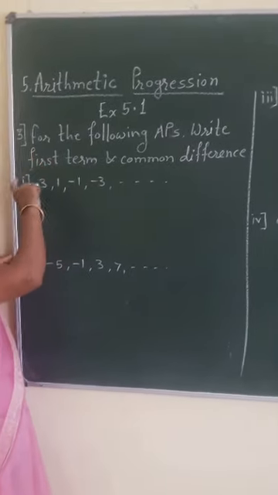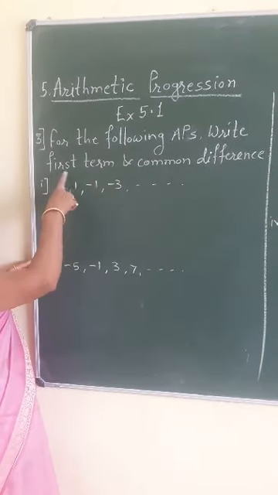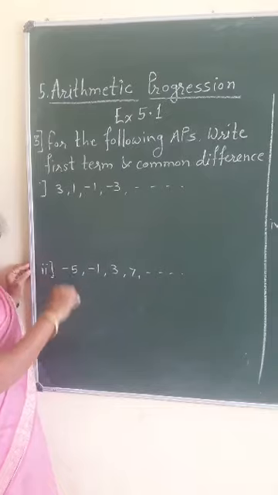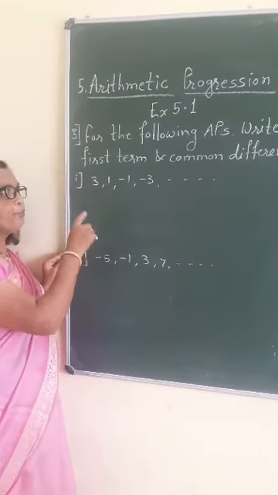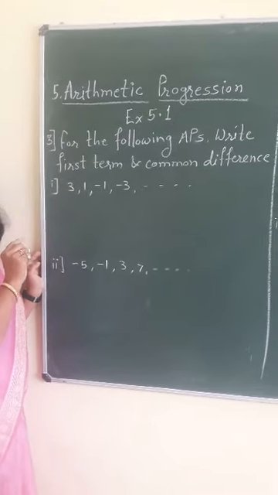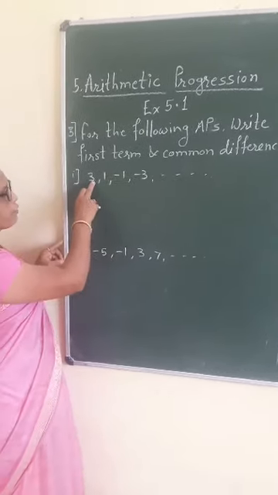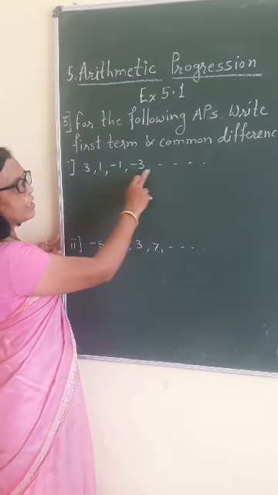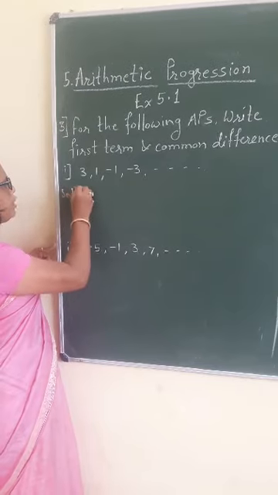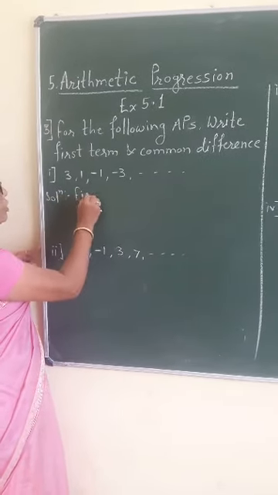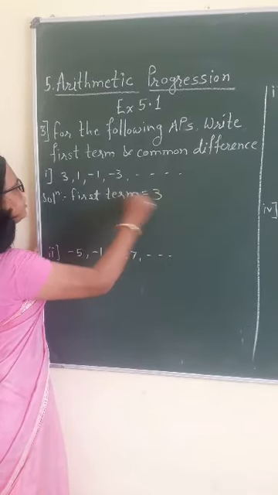In the third question, we have to find, for the following APs, the first term and the common difference. Means here an AP is given, and from the AP we have to write the first term and the common difference. This AP is an infinite AP. Can you tell me what is the first term? The first term you are getting here is 3.